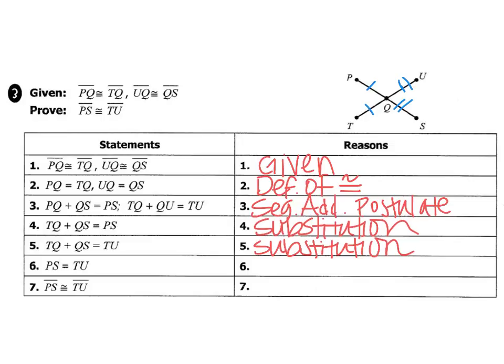Then let's look at statement 6. How did we get statement 6? If we look back at statements 4 and 5, we see that TQ plus QS equals PS, and TQ plus QS also equals TU. So both of these are equal to TQ plus QS. Therefore, if they both equal the same thing, then we can say that these are equal to each other. So if A equals B and B equals C, then A equals C. So PS equals TU would be the transitive property of equality, and it would be of equality because there's an equal sign in there. So we say transitive property of equality.